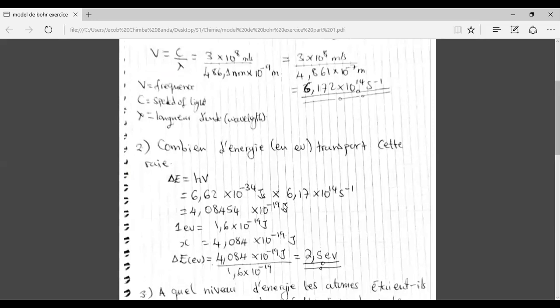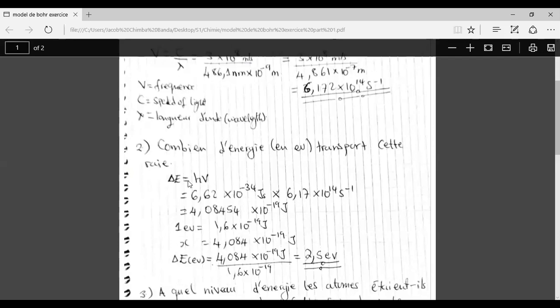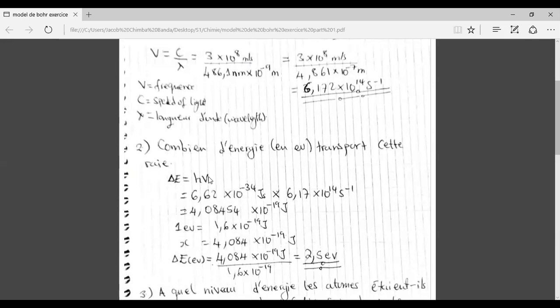You have found your energy in joules. When you use this formula for energy, you should always put in mind that your energy will always be in joules. But they're telling us we should find it in electron volts, so we change joules to electron volts. We know that one electron volt is equal to 1.6 times 10 to the power negative 19 joules. Then X is equal to 4.084 times 10 to the power negative 19 joules. When you do your calculations, you find it is 2.5 electron volts. So you have found the energy which is transported.